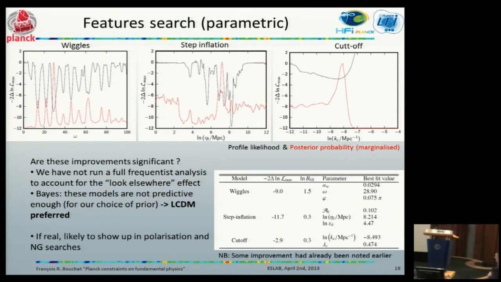Now, of course, what we've done is we haven't done a full frequentist analysis, but our Bayesian estimates tell us how likely this is. And in fact, once you account for the fact that we've searched a full collection of models, well, this is not very significant. And of course, this is tantalizing, and we have means to actually go after that, which is these models would have a signature in polarization and also in non-Gaussianity search, and so I'll turn to this in a minute.